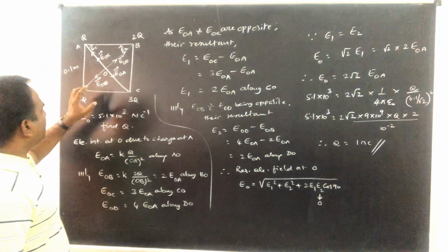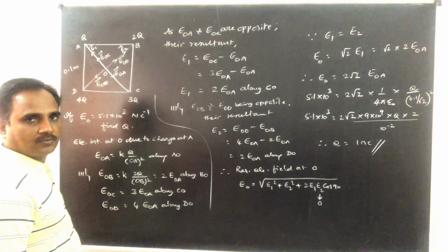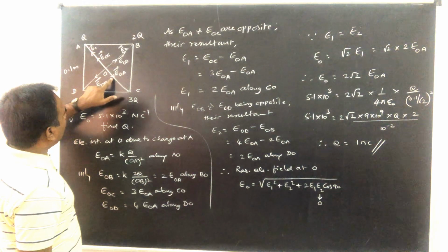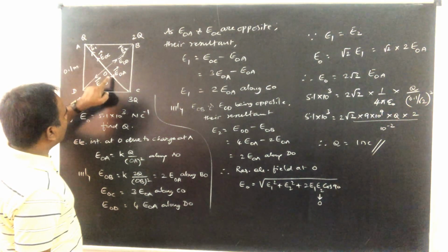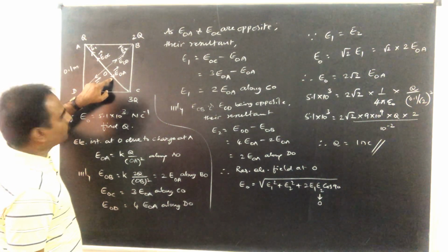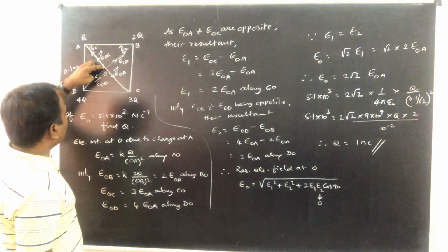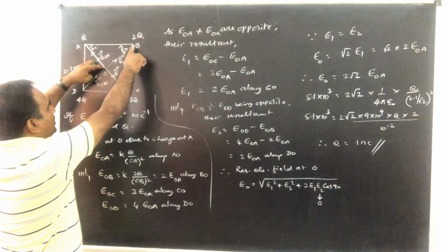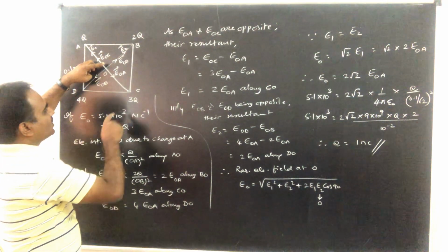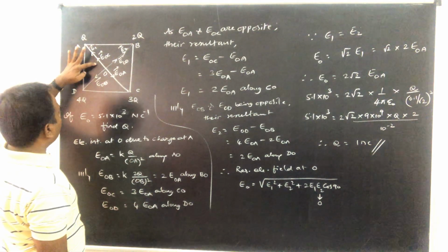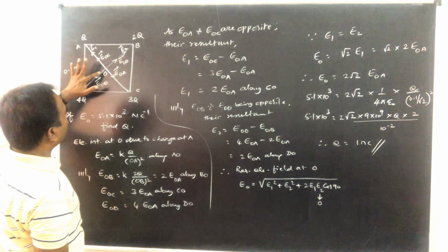So first you represent the directions of these electric fields. Due to this positive charge at this point, the electric field is along AO in this direction. Similarly, due to the charge 2Q at the point B, the electric field at O is along BO. Similarly, due to the charge at C, the electric field is along CO. Due to the charge at D, the electric field is along DO.